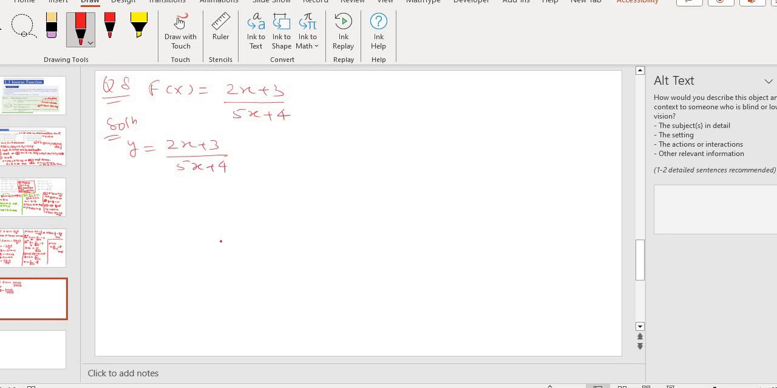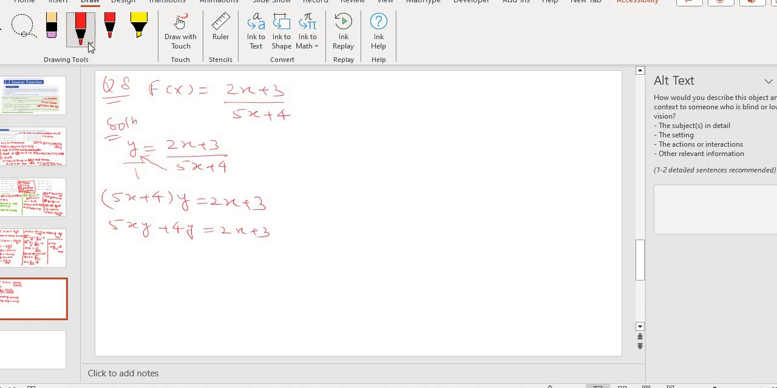See that x is in the numerator and also in the denominator, so you need to use cross multiplication. That means (5x + 4) times y is equal to 2x + 3. You cannot write it directly, so first of all we need to open the bracket. It comes 5xy + 4y is equal to 2x + 3.